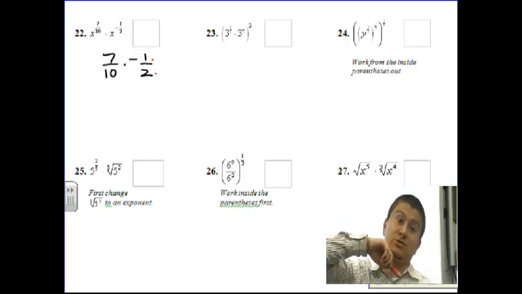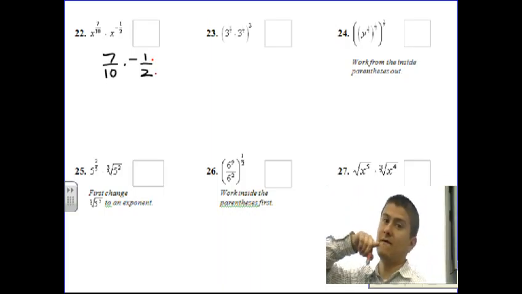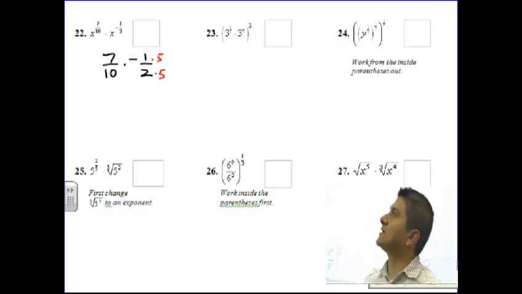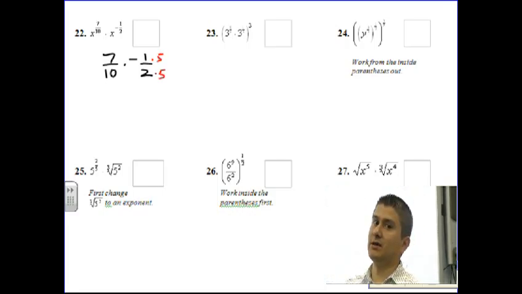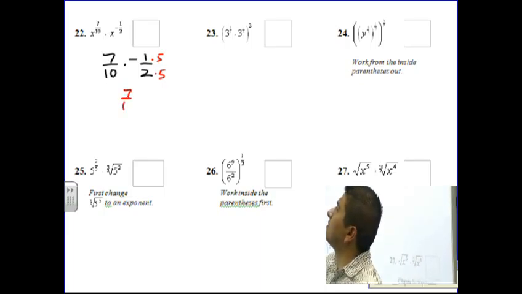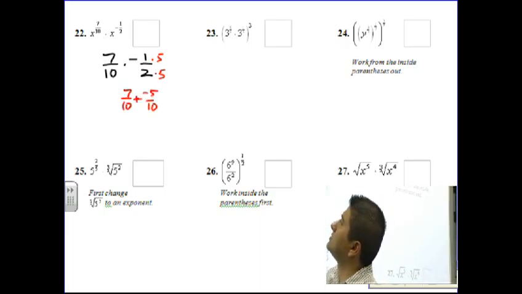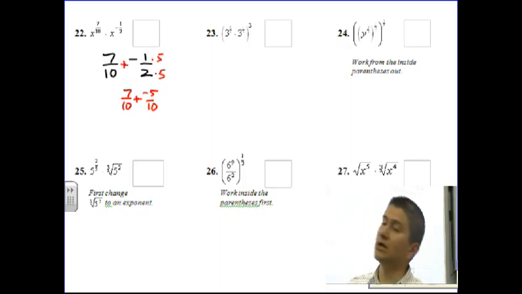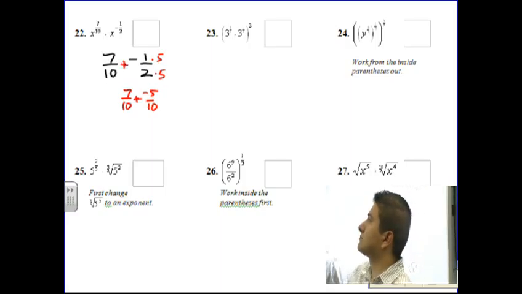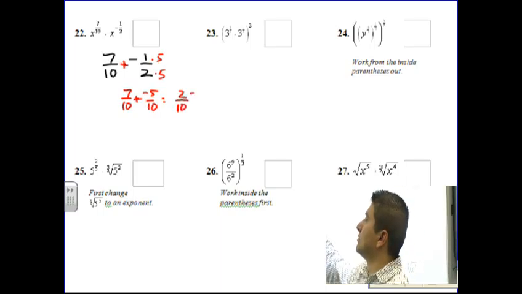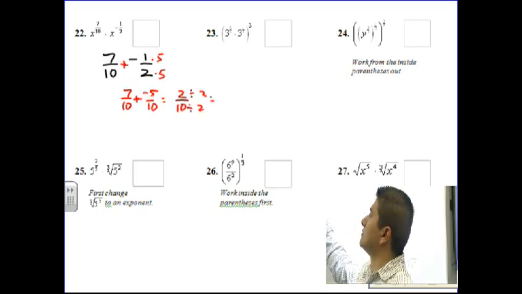Get a common denominator. Between 2 and 10, the common denominator is 10. Right? So multiply by 5. So now what do I do here? I'm going to get 7/10 plus negative 5/10. Actually, I'm adding these. So now 7 minus 5 is 2, because with a positive and a negative, you might remember you subtract those. Then we reduce these by 2.